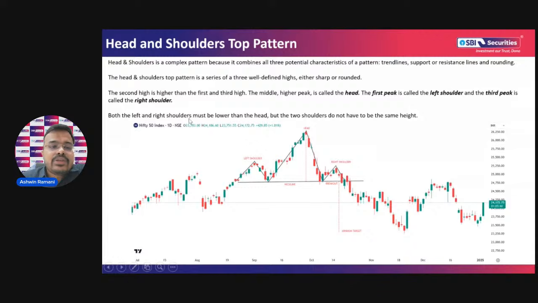So both the left and right shoulders must be lower than the head, but the two shoulders do not have to be of the same height. It is not necessary that the height of the left shoulder and right shoulder should be the same. It can be slightly bigger or one can be smaller, or the right can be slightly bigger or the left can be smaller here. But the only condition is the head should be higher than both the shoulders. And once you get a breakdown, that is where you take a sell entry. Just keep the SL at the high and probably take the distance from the high of this head and the low of the neckline and get the minimum target as per the measured rule.